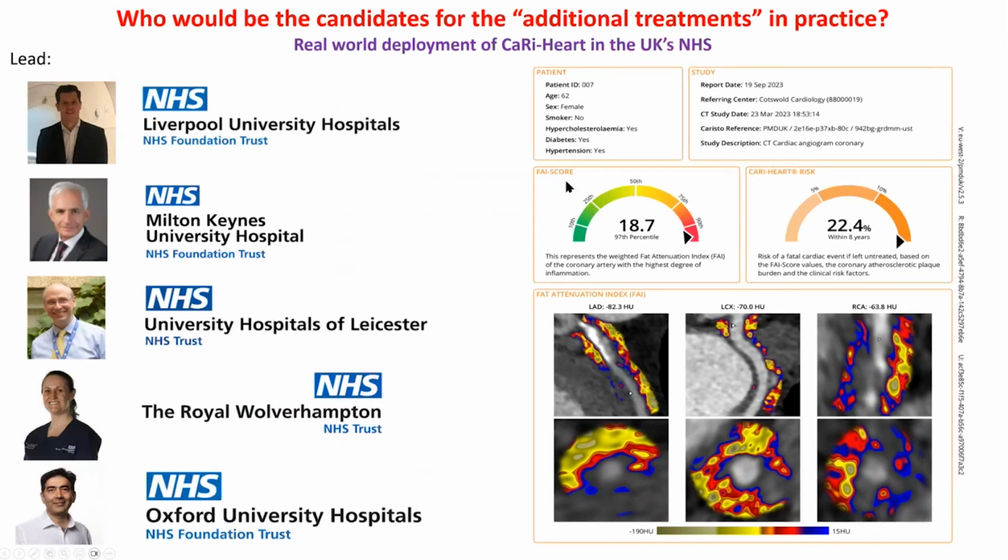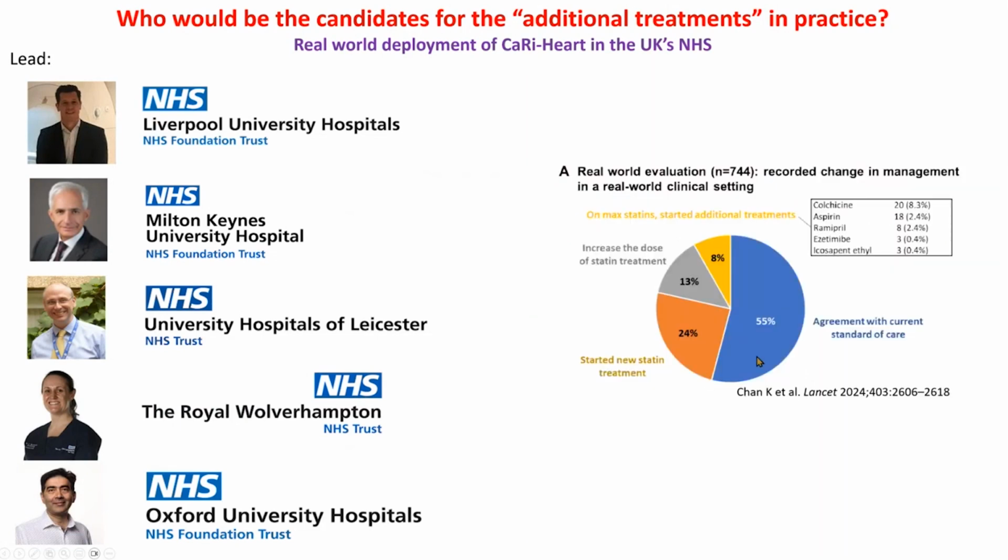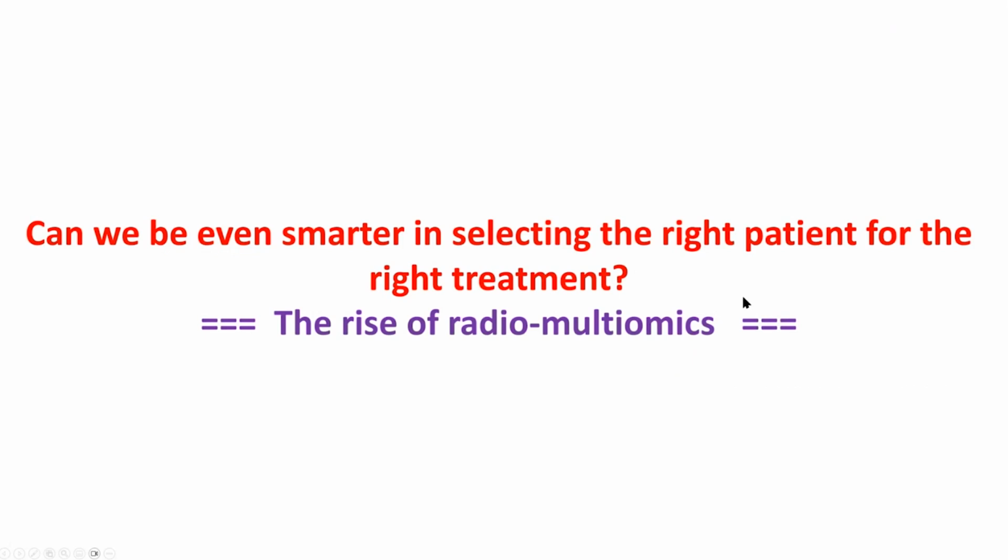Now, this technology has been used in a real-world evaluation in the UK's NHS system, where the clinicians were asked to record how this technology changes the management of the patients. And this is the result. It changed the management in 45% of the patients, with 24% starting statin, 13% increasing the dose, and 8% going for additional treatments. This 8% is the target for the novel therapeutics in this population.